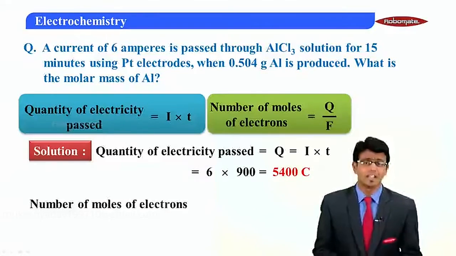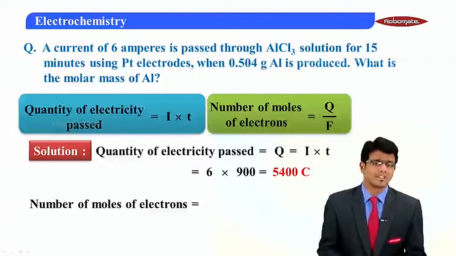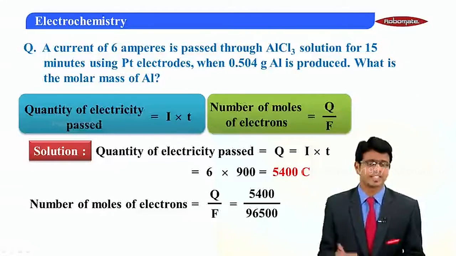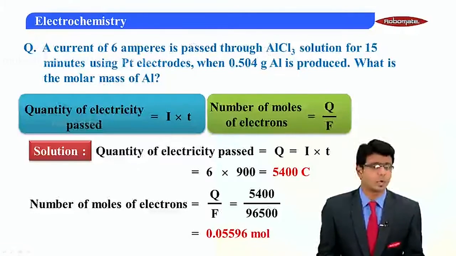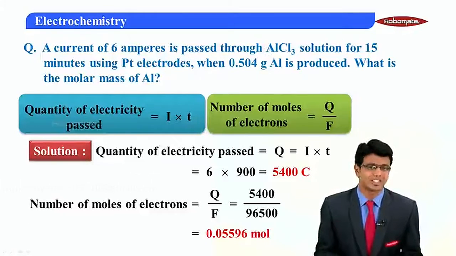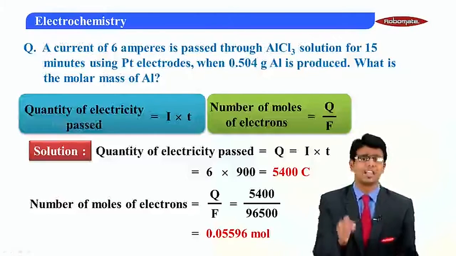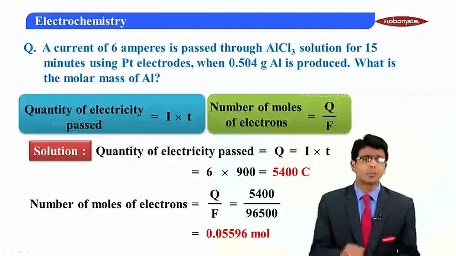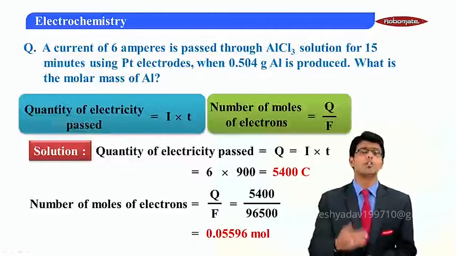And now let us find the number of moles of electrons passed through the solution, which is equal to Q upon F, that is 5400 upon 96500. So the answer for moles of electrons comes out to be 0.05596 moles. So students, these are the number of moles of electrons passed through AlCl3 solution. Now we need to find the molar mass of aluminium. For that, let us first of all find moles of aluminium produced.